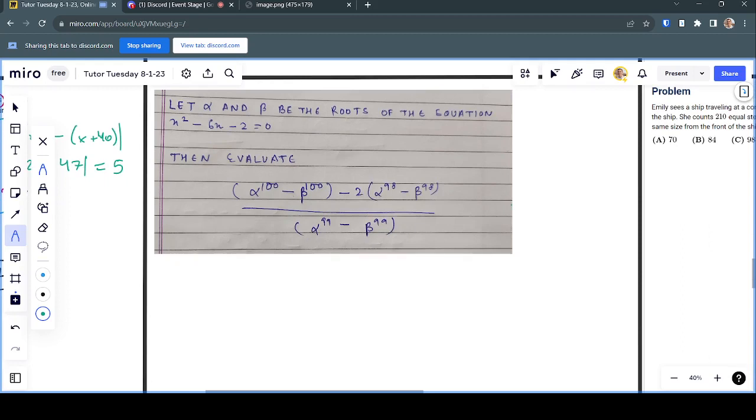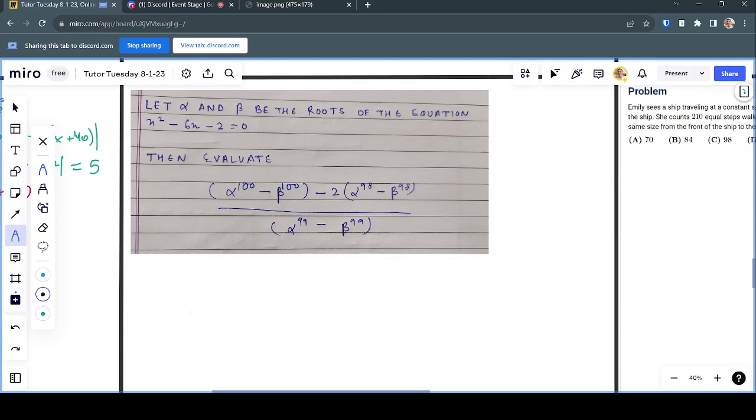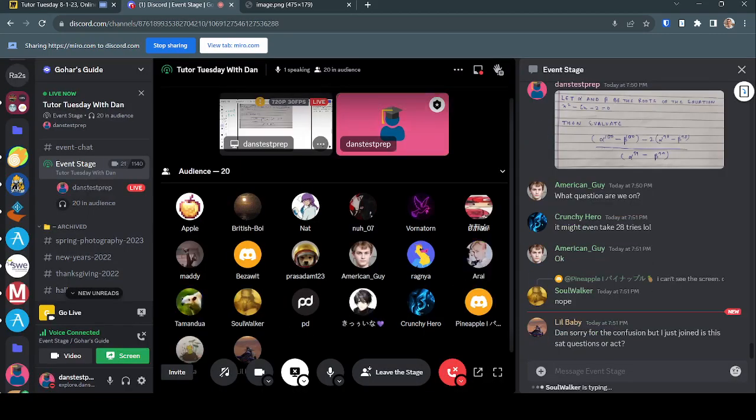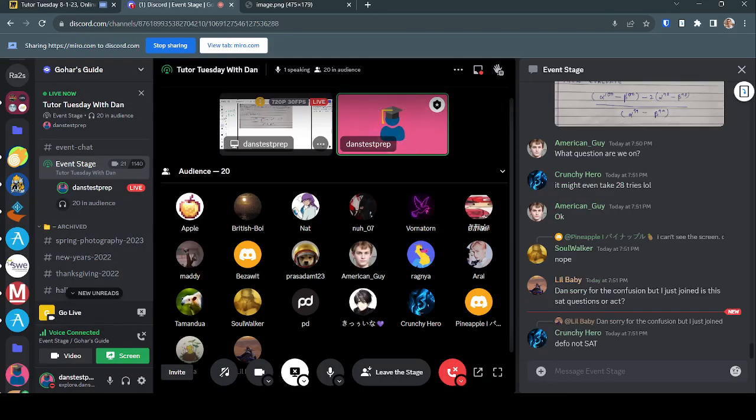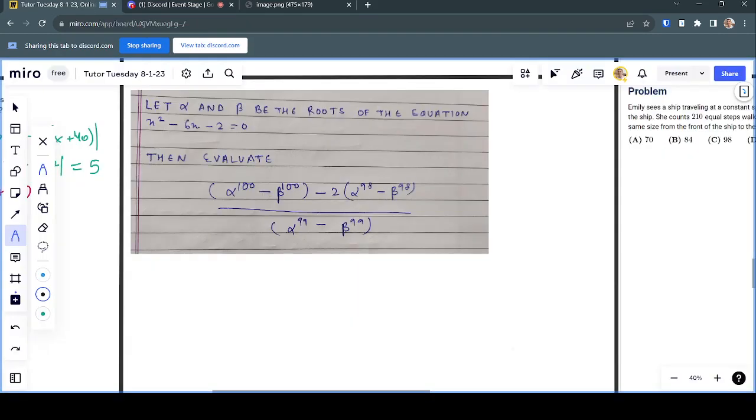This one is another fun one that I saw someone post in the math chat today. It says that if alpha and beta are the roots of the equation x squared minus 6x minus 2 equals 0, then evaluate alpha to the 100th power minus beta to the 100th power minus 2 times alpha to the 98th power minus beta to the 98th power, all over alpha to the 99th minus beta to the 99th. Right now we're just doing some community questions, and after this we'll move to the ACT, but we just did our SAT in the beginning.